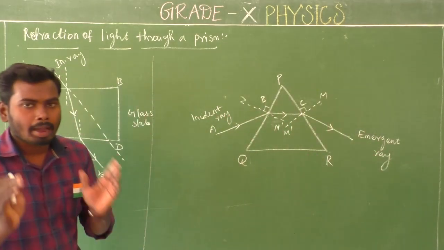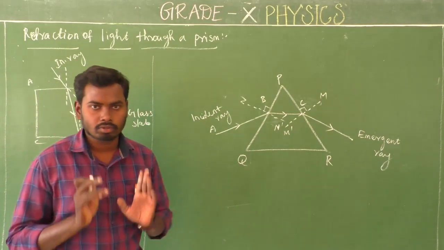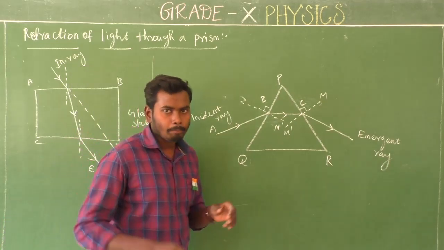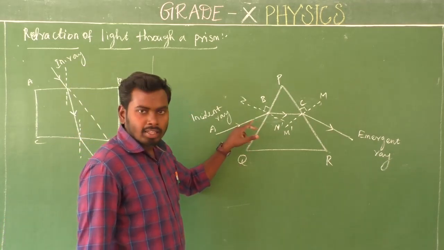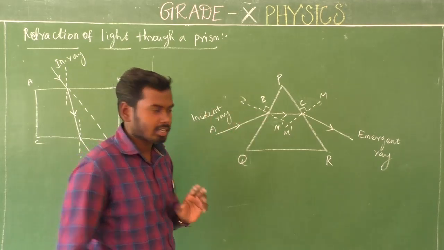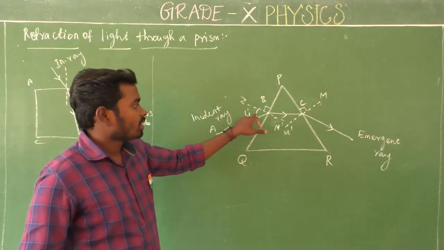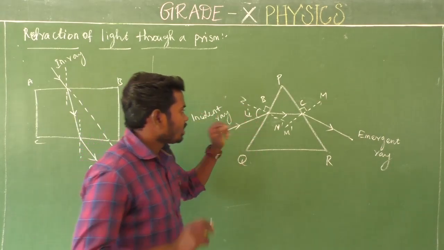That ray is called the emergent ray. Is there any doubt? Very easy one. Don't get confused. Look at here. This is the incident ray. This incident ray and the normal make an angle. What is that? Angle of incidence, denoted by the letter I. This is the angle of incidence. Is it clear? Next one, look at here.